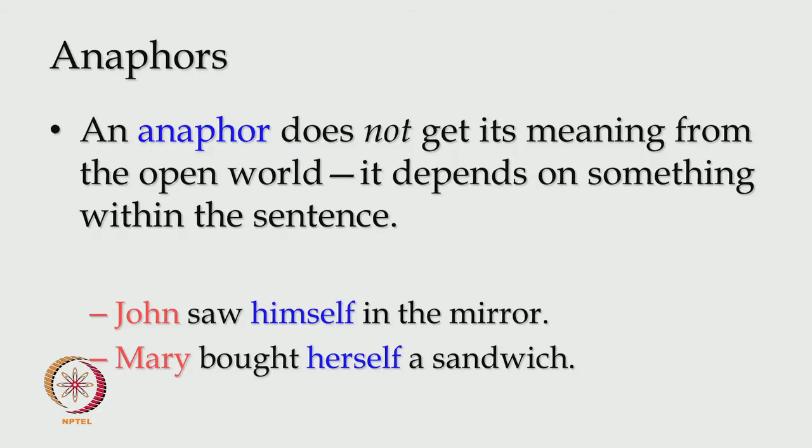Mary bought herself a sandwich. The interpretation of the term herself, a reflexive, an anaphor, has to depend on Mary, whoever that Mary is in the entire world. Given the two sentences, the grammaticality of the two sentences tells you that the referential part is taken care of. This is the meaning of a reflexive or an anaphor.